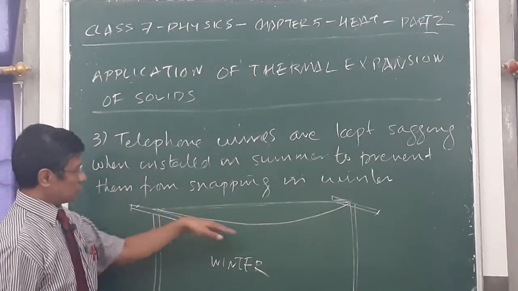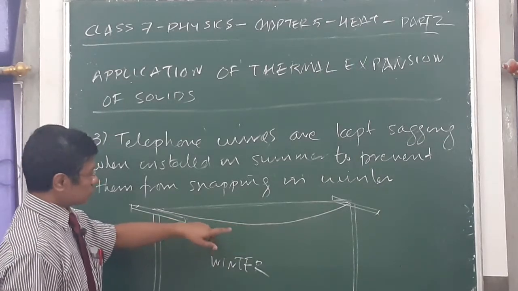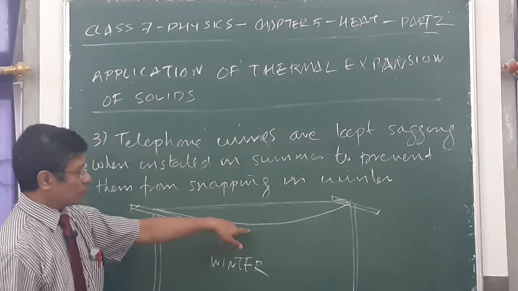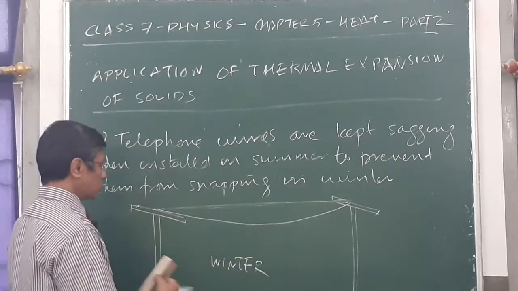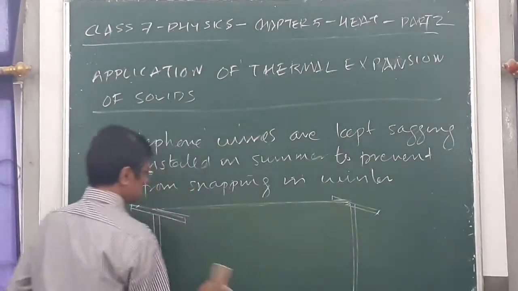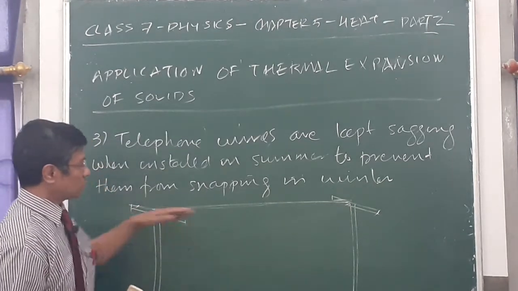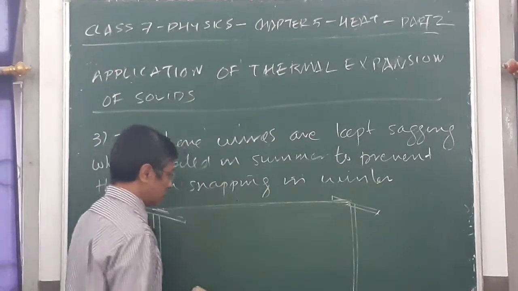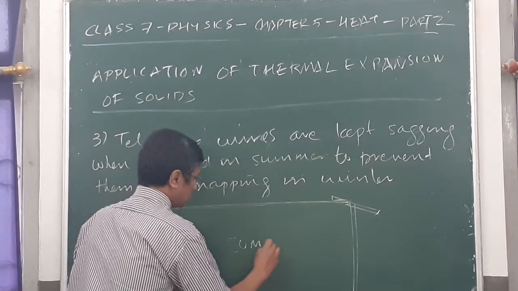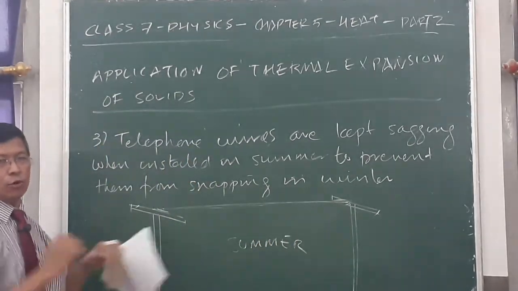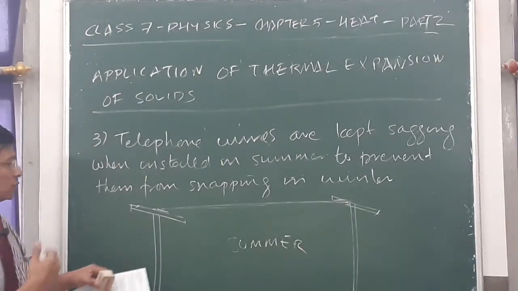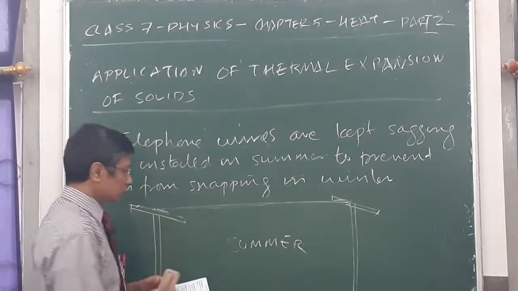So, this sagging of the wire between the poles allows for enough space for contraction during the winter. Now, supposing during the summer this wire was stretched across, what do you think happened during the winter? During the winter, the wire would have contracted and become tighter, and because of the tension, the wire can possibly snap.